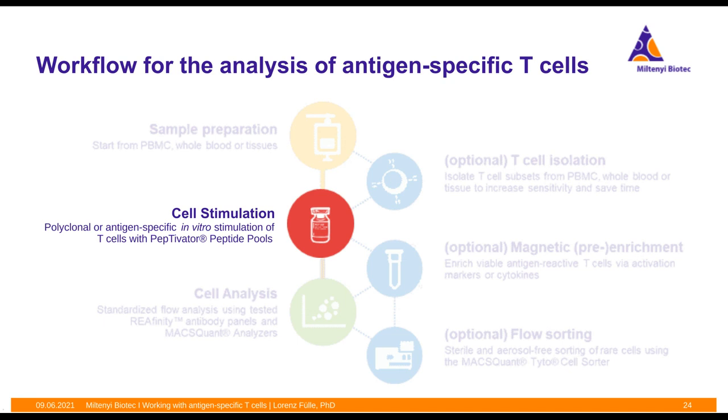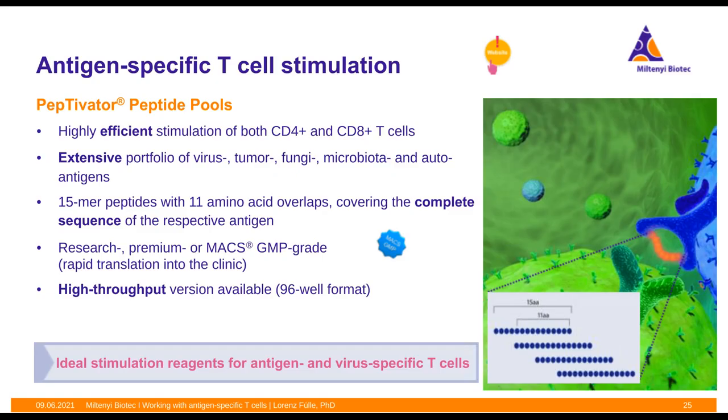So for cell stimulation, we offer the so-called PepTivator peptide pools. So let's have a closer look at them. PepTivator peptide pools are really the most efficient way to stimulate antigen-specific T cells. They really efficiently stimulate both CD4 and CD8 positive T cells, and we cover an extensive portfolio of virus, tumor, fungi, microbiota, and also autoantigens. The peptide pools always consist of 15 mer peptides with 11 amino acid overlaps, which in most cases also covers the complete sequence of the respective antigen.